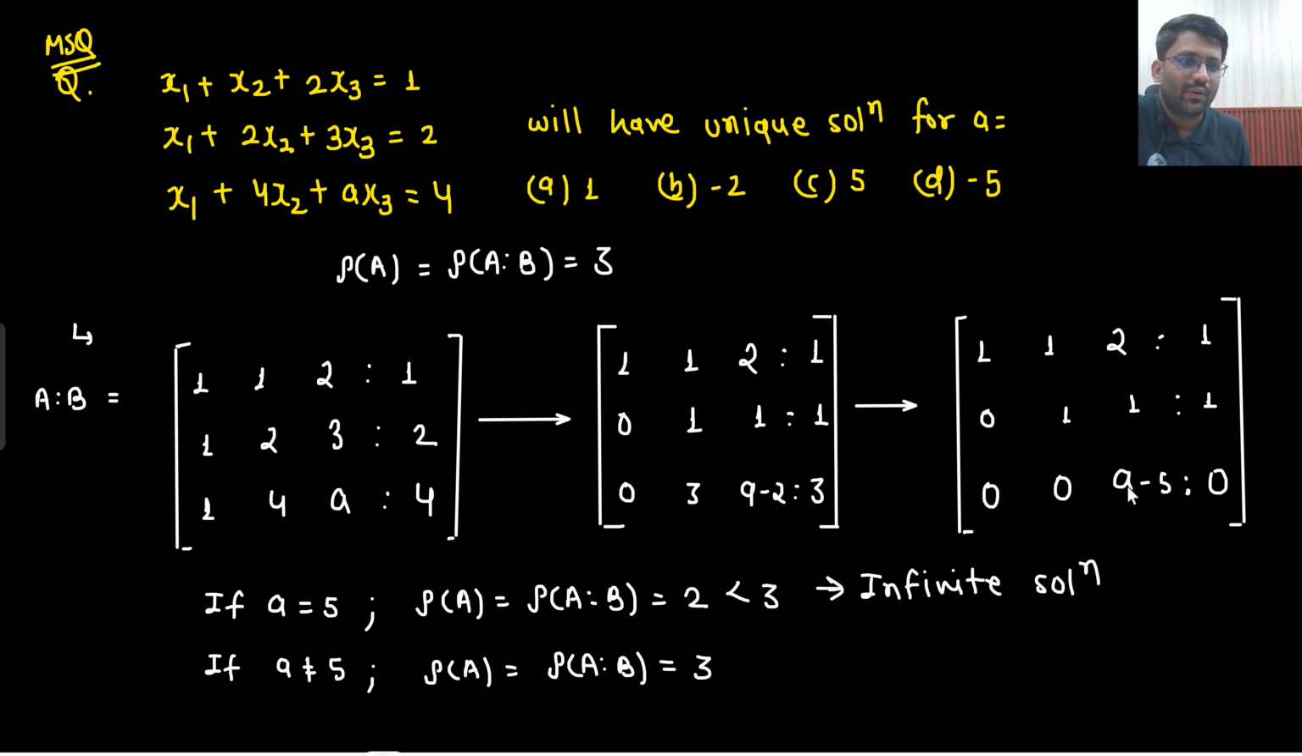Because let us say A is 4, or let us say A is 1. If A is 1, then what will you get? 1 minus 5, that will be minus 4. So rank of A would be equal to rank of A augmented B, that would be equal to 3, and that will show unique solution. Understandable? So what could be the answer? The answer is that A cannot be equal to 5. Will you be able to think in this manner in the examination hall? I hope you will be able to think.